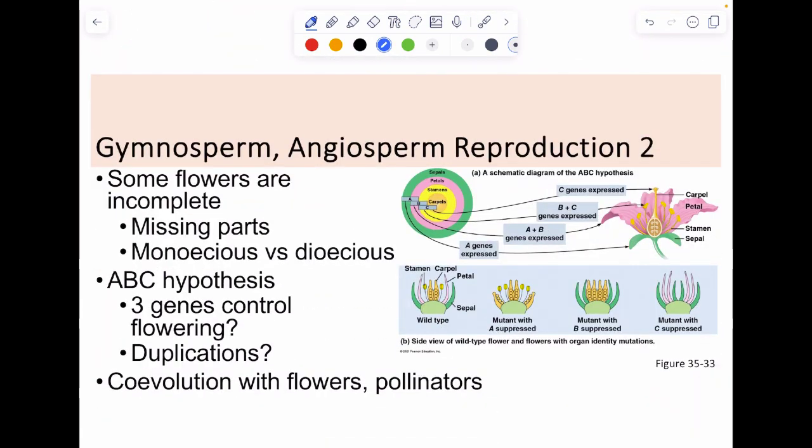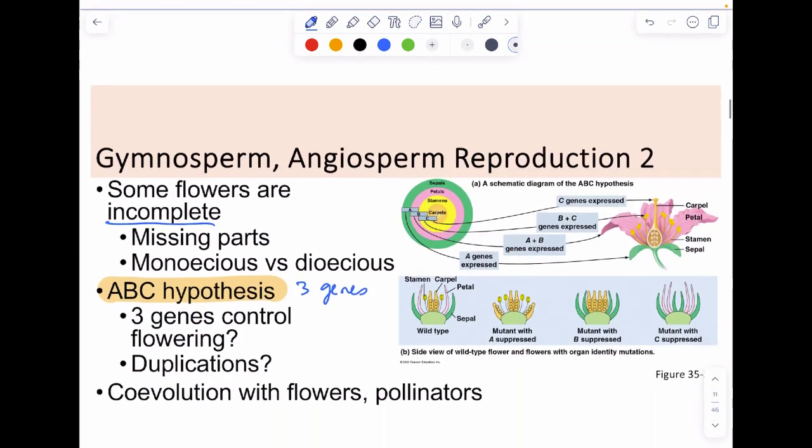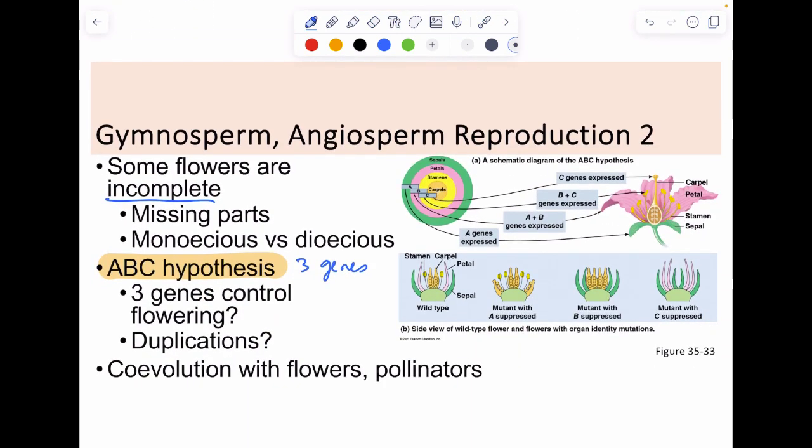When we look at flowers, it turns out that we have multiple ways of making these flowers, and it's controlled by what we call the ABC hypothesis, which involves 3 genes. We use this to explain the fact that there are some incomplete flowers, meaning they do not contain all of these parts. So a perfect flower or a complete flower has all of these, whereas an incomplete flower is missing some of these parts.